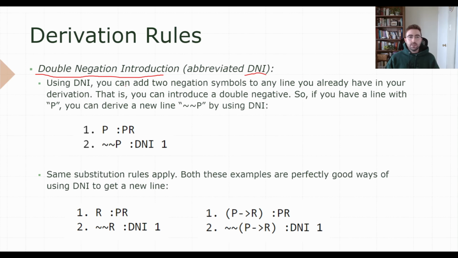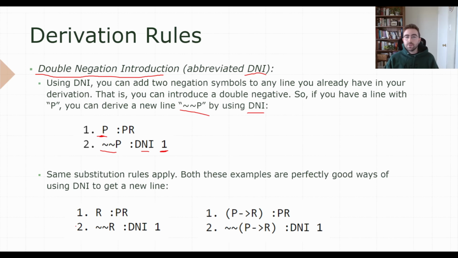So you can say using DNI, double negation introduction, you can add two negation symbols to the left of any line you already have in your derivation. That is, you can introduce a double negative. So if you have a line with P, you can just make a new line with not not P by using DNI. So you see here we have a line with P. Well, we can just get a new line, not not P. We write DNI. That's the rule we use to get this line. And we write which line we added a double negation to. In this case, we added a double negation to line 1.